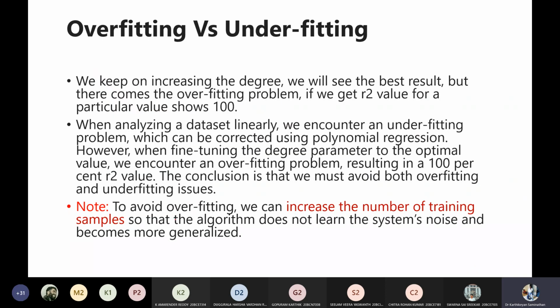About overfitting and underfitting, I told you overfitting is because of less training data. So you need to increase the number of training samples. If you have almost 2000 rows, take at least 1200 rows for training, so that the algorithm does not learn the system noise and becomes more generalized. Otherwise noise will be introduced or values might be missed. Such things are avoided when you use more training samples.